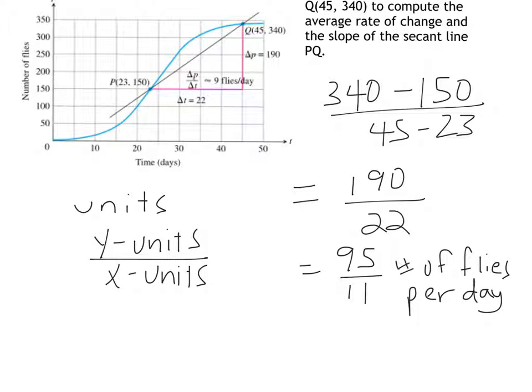When you see the word secant line, it's a word you're going to be seeing all the time. People are going to be asking me, what is a secant line? Because some people don't pay attention, Sebastian. Secant line is a line that connects 2 points on a graph.